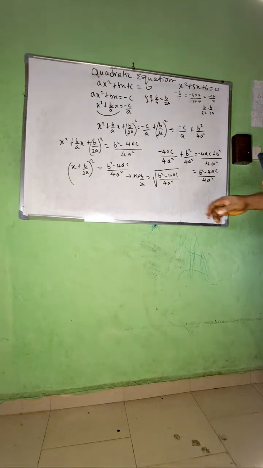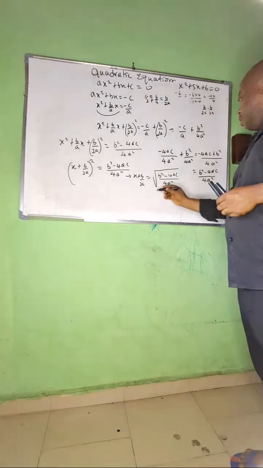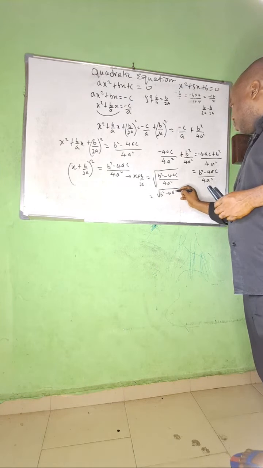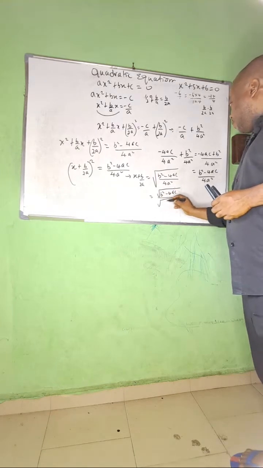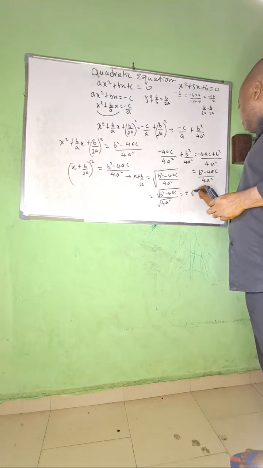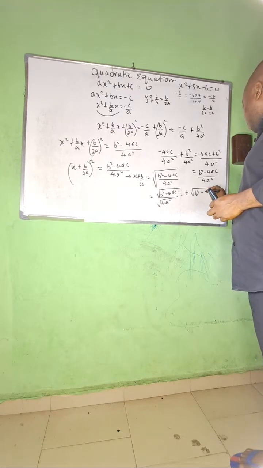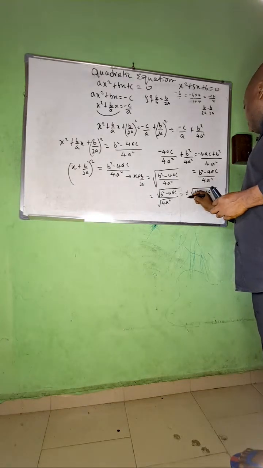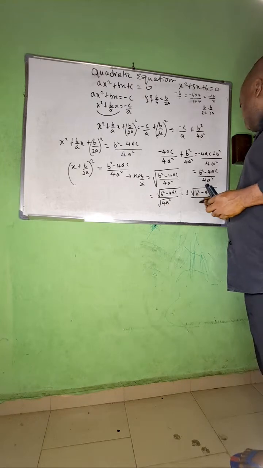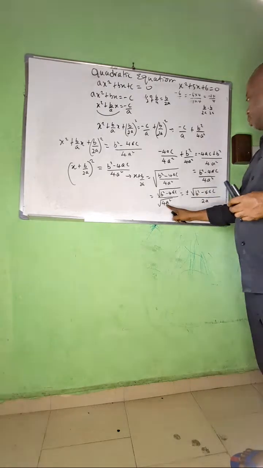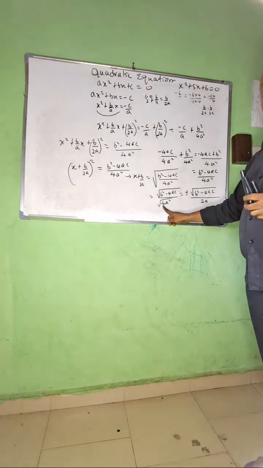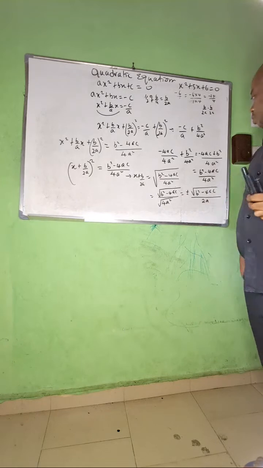See that? So I have square root of b squared minus 4ac all over square root of 4a squared, which is plus or minus root b squared minus 4ac all over 2a. The plus or minus is coming from the square root of 4a squared. So that is it.